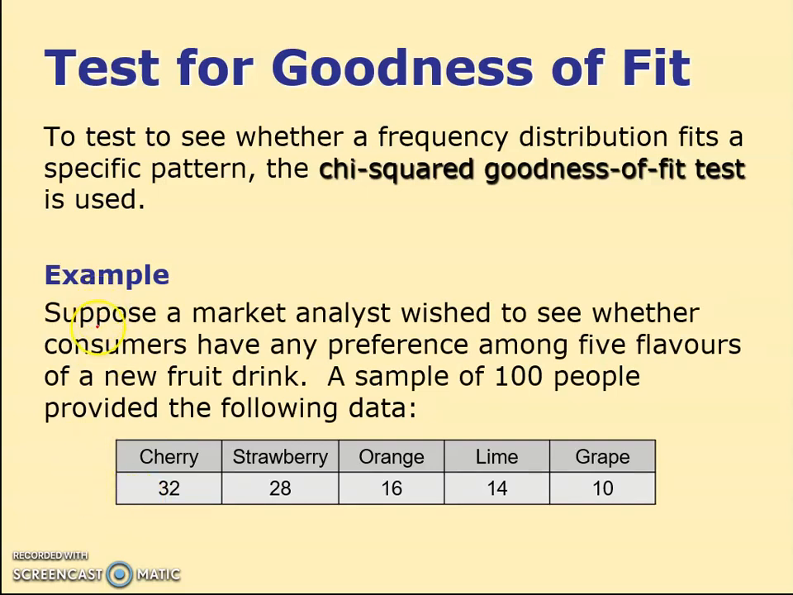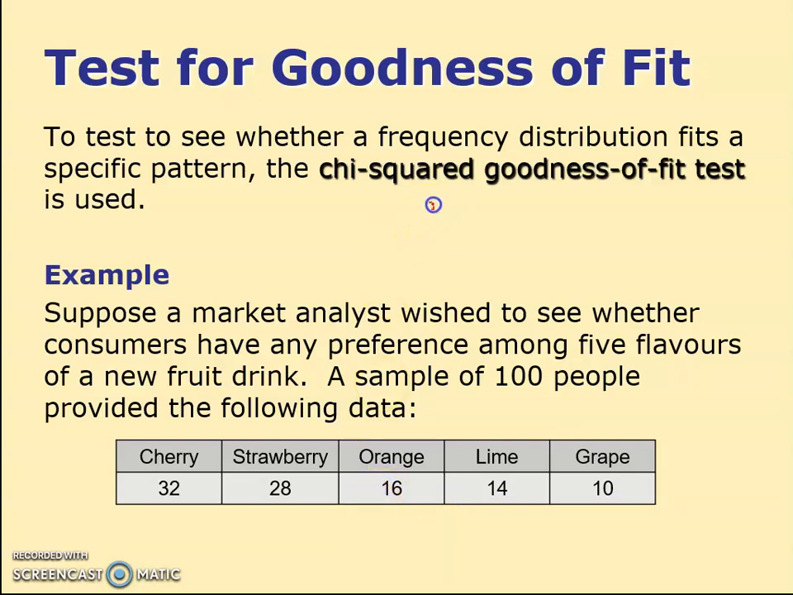So here's an example. Suppose a market analyst wished to see whether consumers have any preference amongst 5 flavors of a new fruit drink. So I suppose the person doing this might think, look, they are going to be bought in equal numbers, these 5 flavors. And then they do a quick sample. Actually, it turns out that wasn't the case. It seems in our sample that cherry, lots of people like cherry, but not so many people like grape. So of those 100 people that we surveyed, we've got some evidence to suggest my initial assumption is wrong. Is it enough evidence? And that's where the chi-squared goodness of fit test comes in.